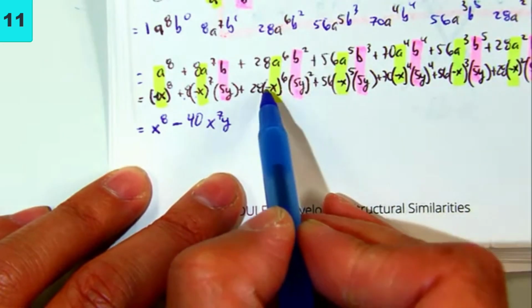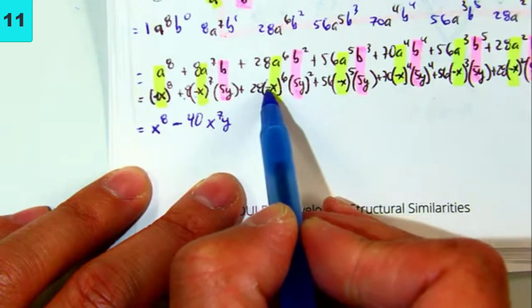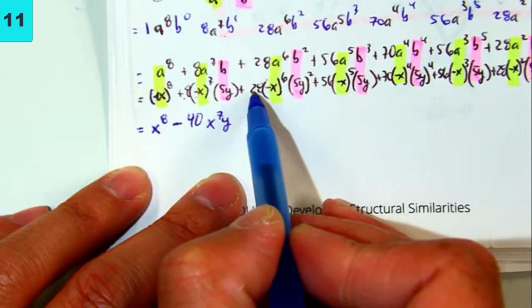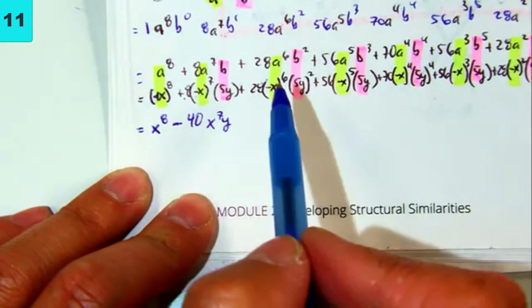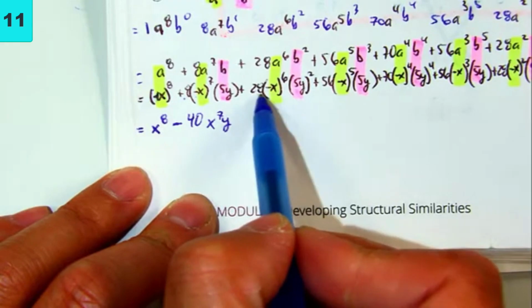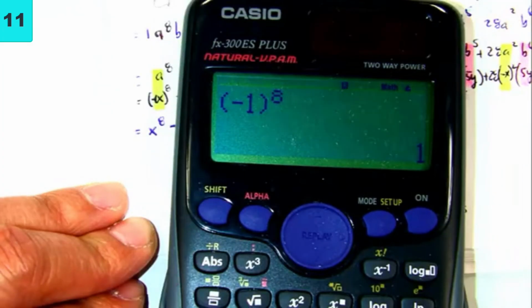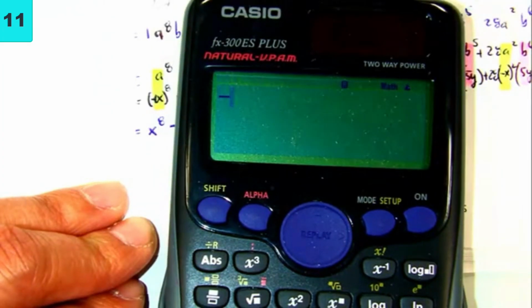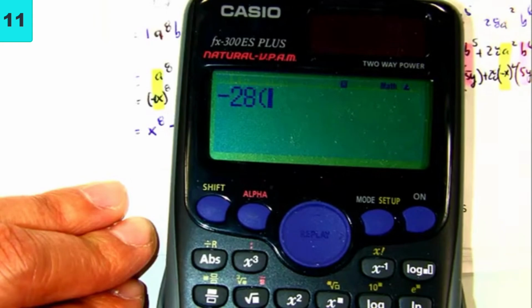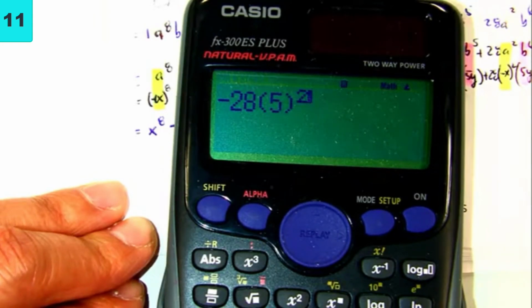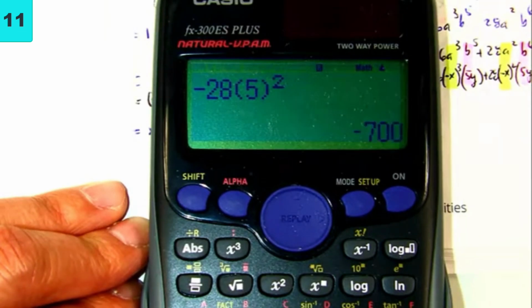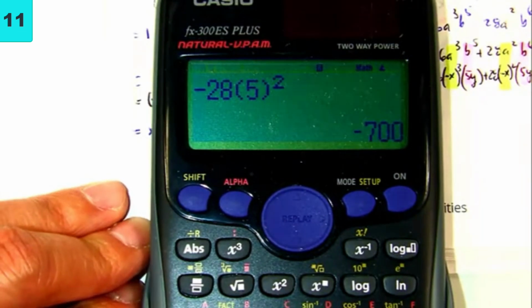Negative 1 to the 6th power is negative 1. Negative 1 times 28 is negative 28. Now pay attention. This is negative 28 times 5 squared. Let's use this calculator. Negative 28 times 5 squared. Isn't that nice? This calculator, I'll put all of it at once. And you're going to get negative 700.